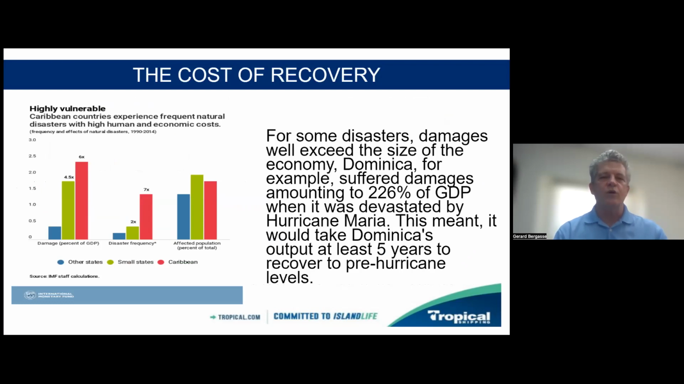So switching gears a little bit, I just want to talk a little bit about cost. Disruptions and disasters are very costly for the economy and the businesses operating within it. And I heard, I think it was Nacasi, said that the cost of disasters in the Caribbean is about 17% of GDP. Well, actually, Maria cost Dominica 226% of its GDP. To put that into context, it would take Dominica 5 years to recover from Maria. So these disasters and disruptions to the economies of the region are very, very expensive. Next slide.